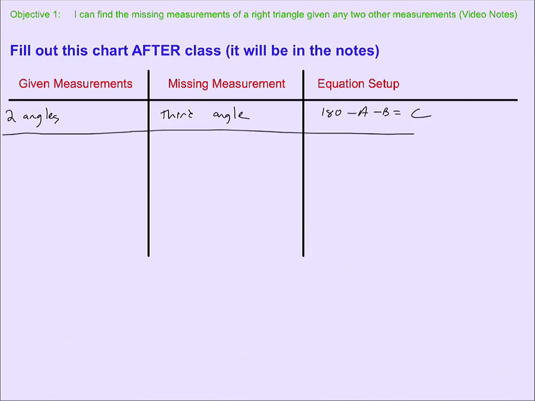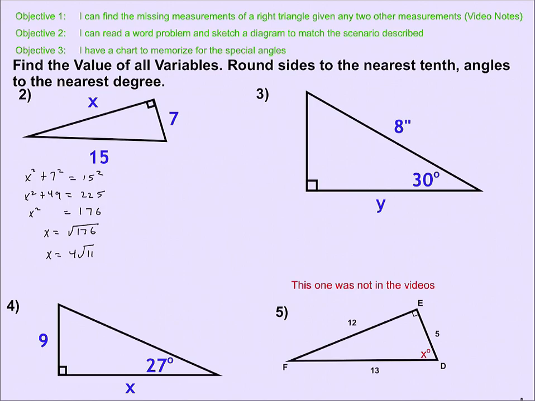Our second possibility, another pretty easy one. If we're given two sides in a right triangle, and this only works for a right triangle, and we're looking for the third side, we can always use the Pythagorean theorem. And then if we're missing one of the sides, and we're given the right angle, another angle, and one of the sides, it doesn't matter which one we're given, we can use what you learned about in the videos, SOHCAHTOA, the definitions of sine, cosine, and tangent, to find the missing side.